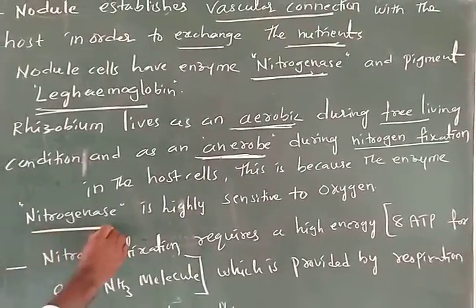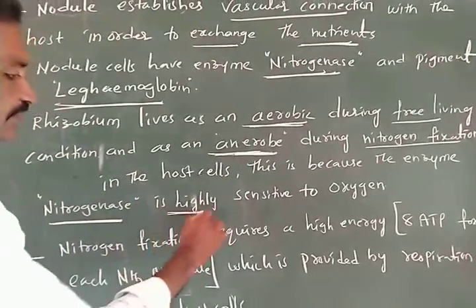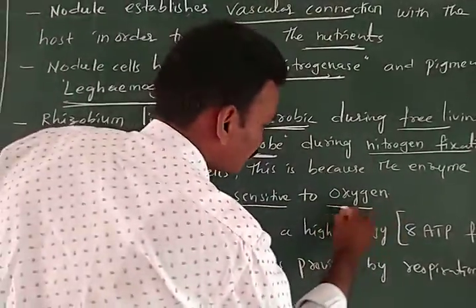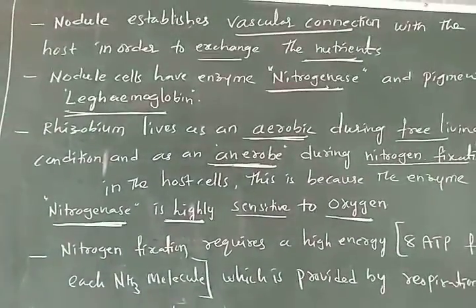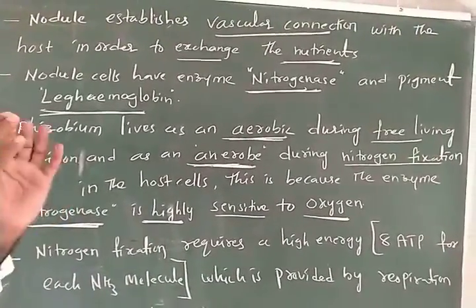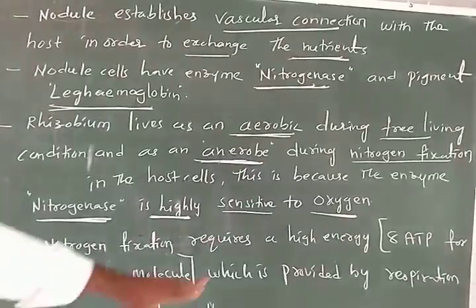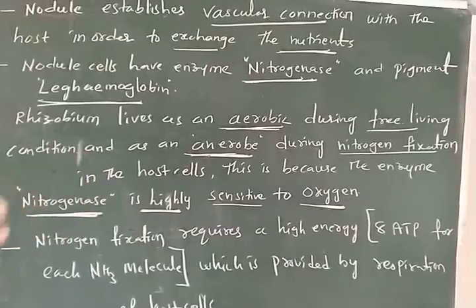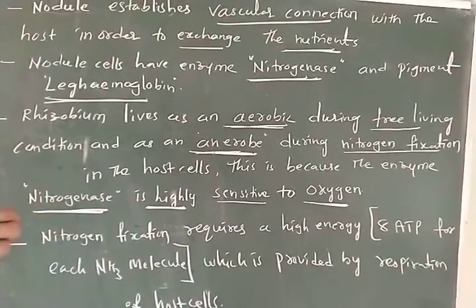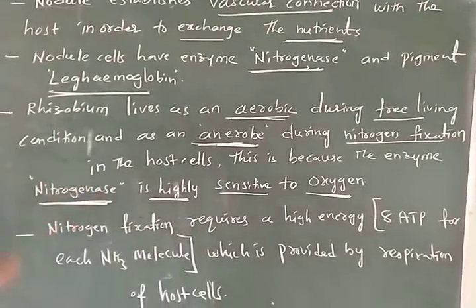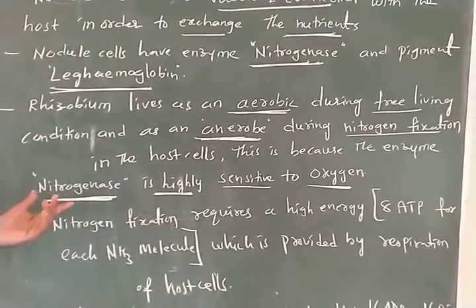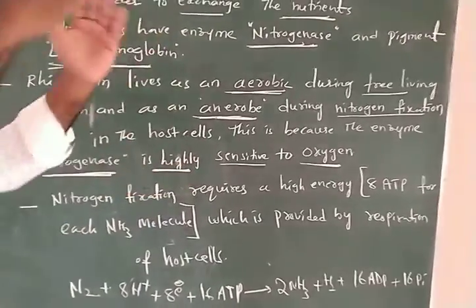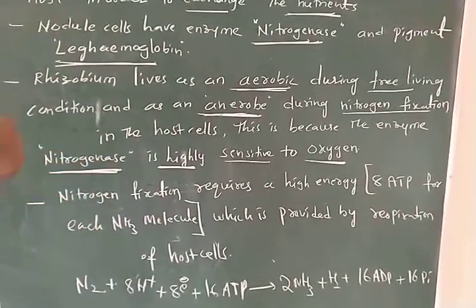The nitrogenase enzyme is highly sensitive to oxygen. That means in the presence of oxygen, the nitrogenase enzyme is inactive. So leghemoglobin immediately absorbs the oxygen surrounding the nitrogenase enzyme, so that the nitrogenase enzyme can actively participate in the conversion of atmospheric nitrogen into ammonia.